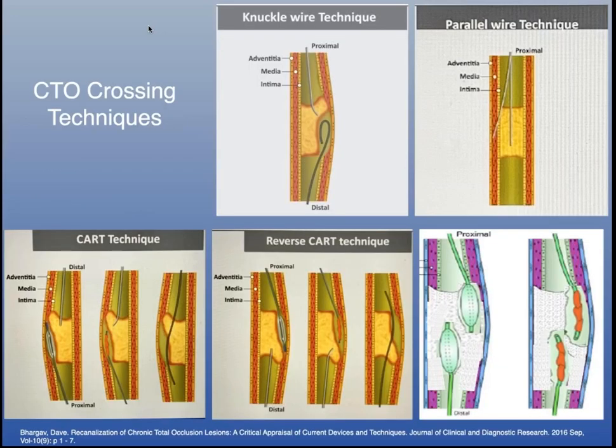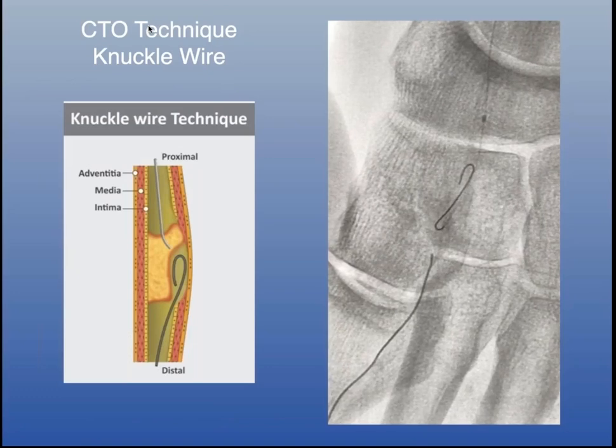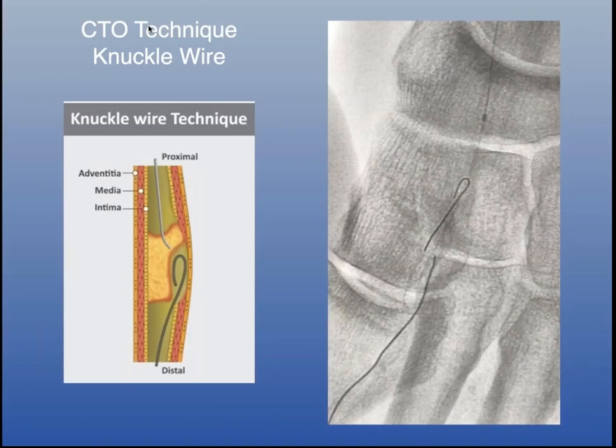So CTO crossing techniques below the ankle are exactly the same. The only one that I didn't mention above is what's called the parallel wire technique, which is where your wire becomes subintimal. You leave the wire there, and then you try to recanalize with another guide wire. Remember, if you have a 4 French Navy cross catheter, you can get an 014 and an 018 wire through that same catheter. And so that's something to think about. Again, same techniques, different location.